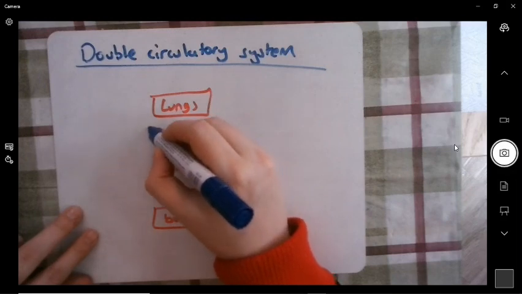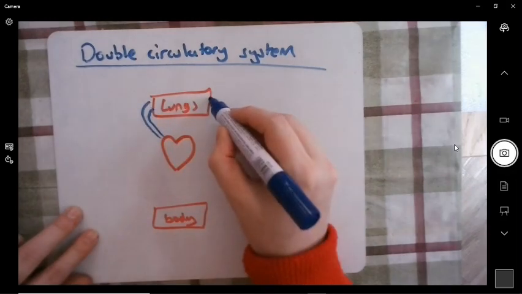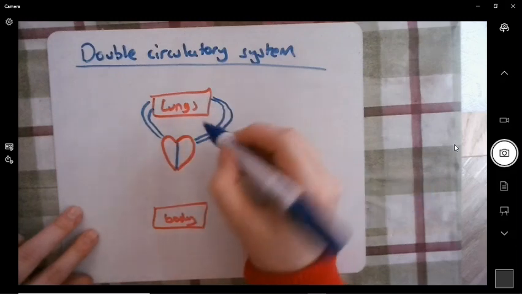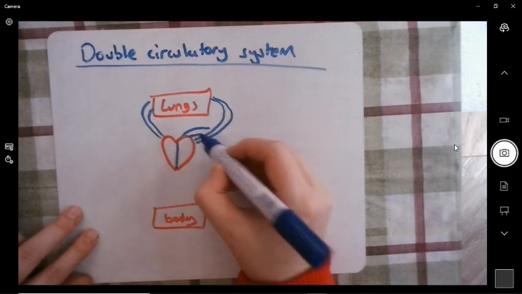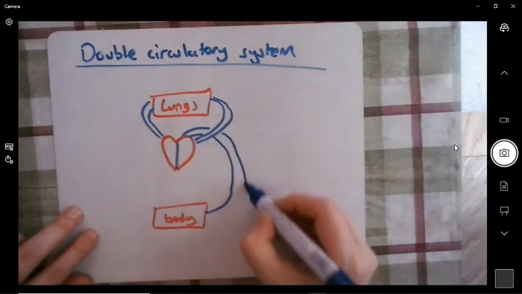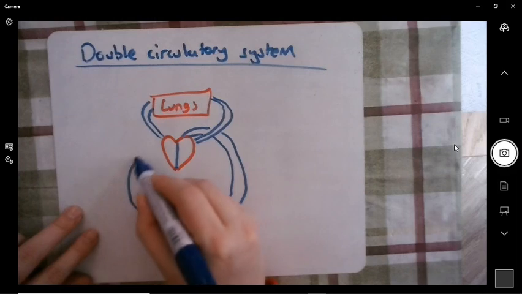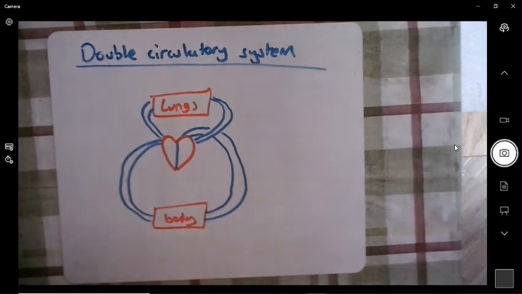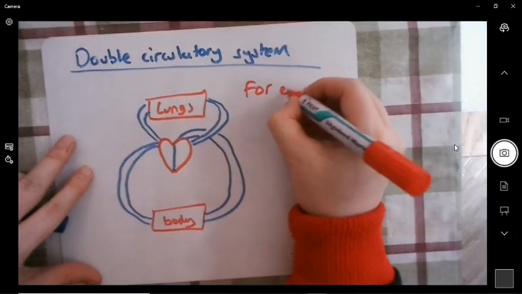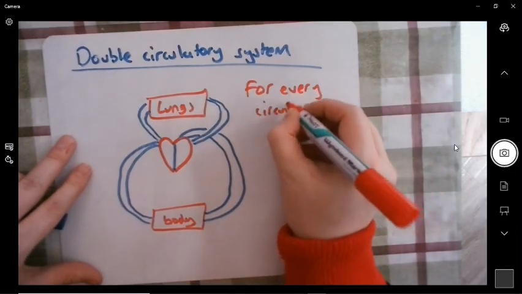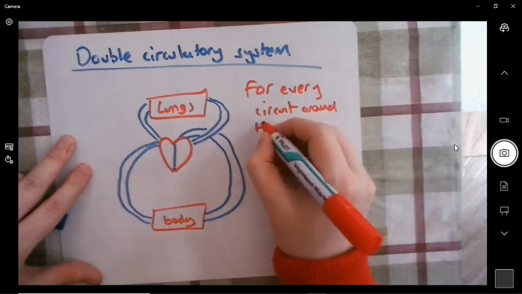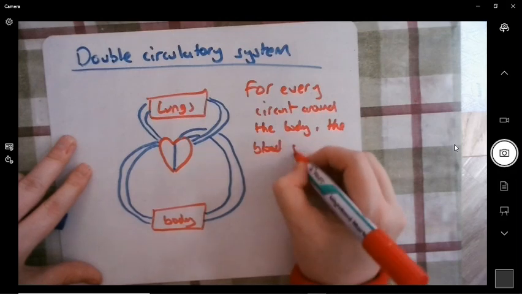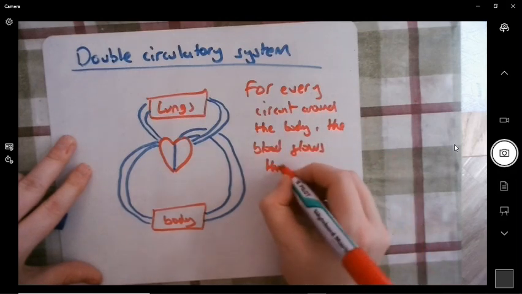So blood will go to the lungs, and then it will go back to the heart. Blood will then go out the heart to the body, and then it will go back to the heart once again. So double circulatory system. For every circuit around the body, the blood flows through the heart twice.